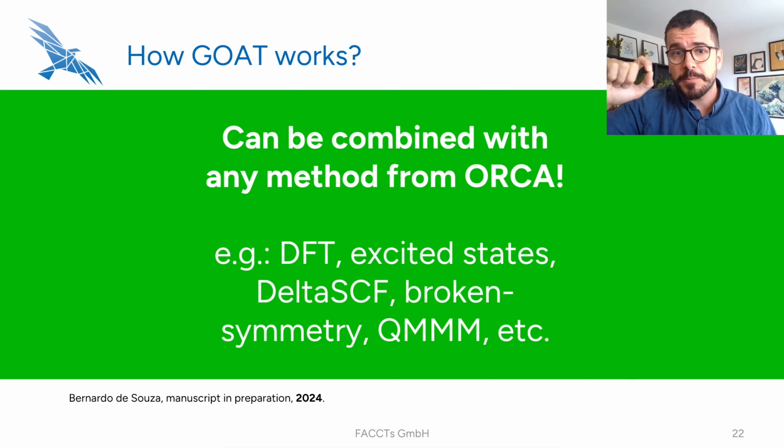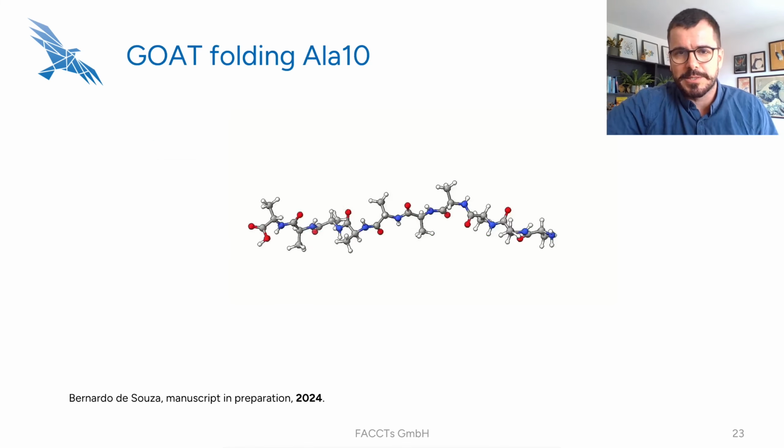Cool thing is it can combine with any method from ORCA. So you can do that with DFT, excited states, DeltaSCF, anything. Of course, if you use DFT, it will be much slower, but still you can do it, which for metadynamics would be basically impossible, right?